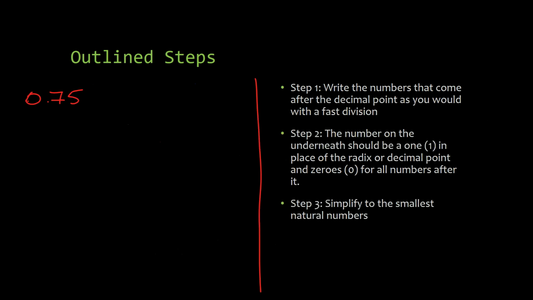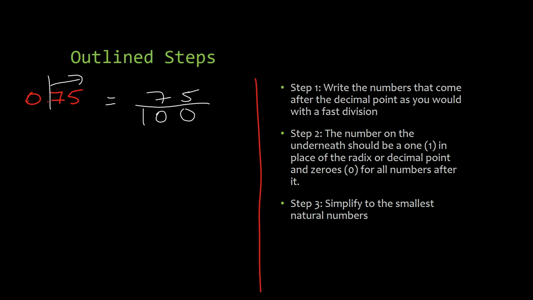So let's follow these steps. Write the numbers that come after the decimal point as you would for a fast division. A fast division is the one I showed you when we were doing whole number divisions, and that is 75. Notice we are only interested in the numbers that come after the decimal point. Step 2, we take the number underneath, which should be starting with a 1, and then we simply put a 0 for all numbers afterwards. Then we just simplify to the smallest value.